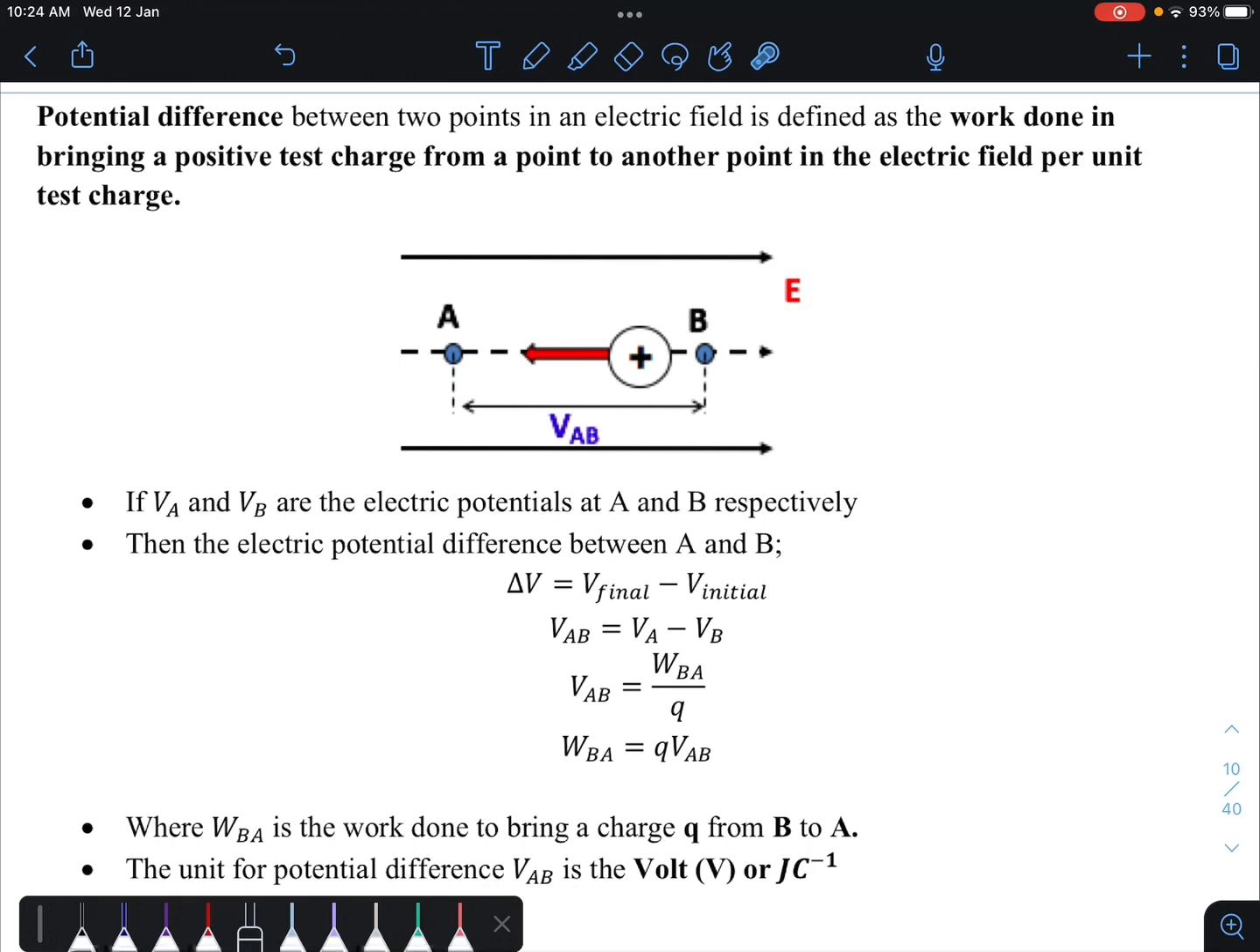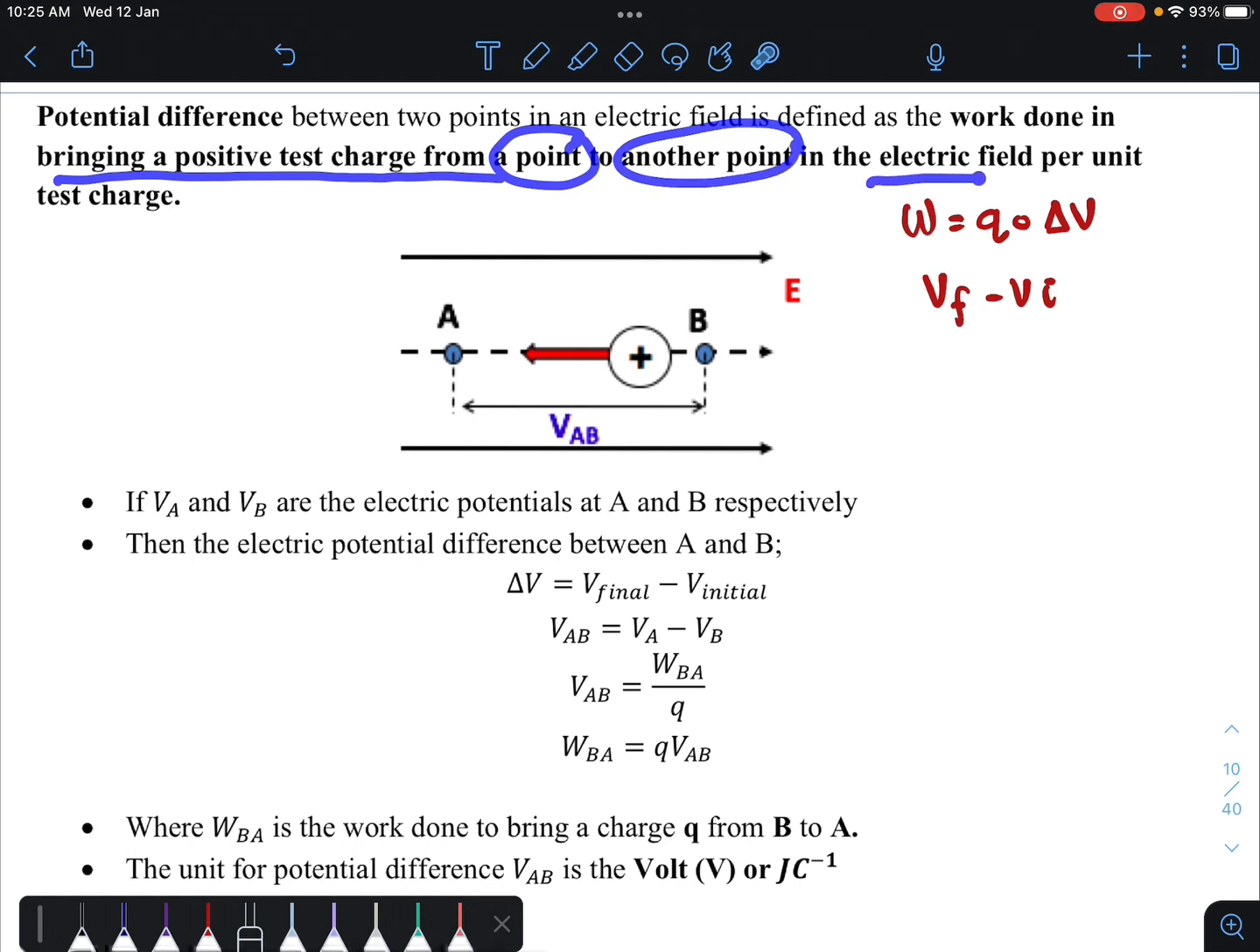Okay, so sekarang kita nak tengok by definition apa maksud potential difference. Tadi waktu I explain about work done along equipotential surface itu adalah kosong. Dalam equation work done along equipotential surface kita ada W is equals to Q naught delta V, where I have talked about what is delta V, which is the potential difference, which is V final minus V initial. Basically dia adalah work done in bringing a positive test charge from a point to another point in electric field per unit test charge.